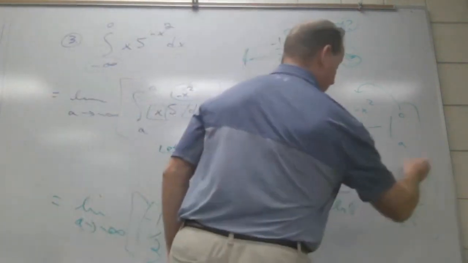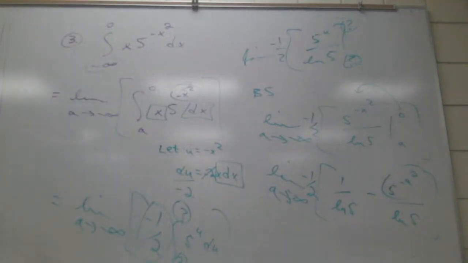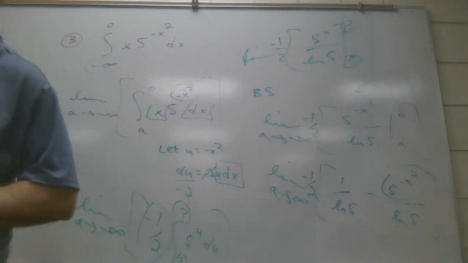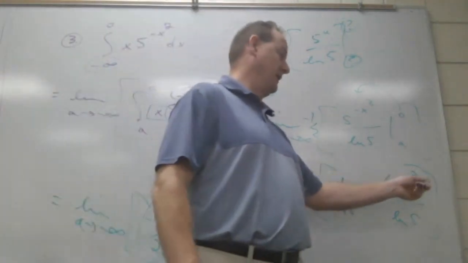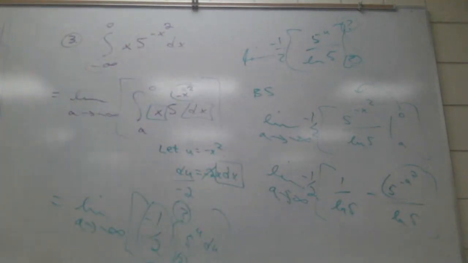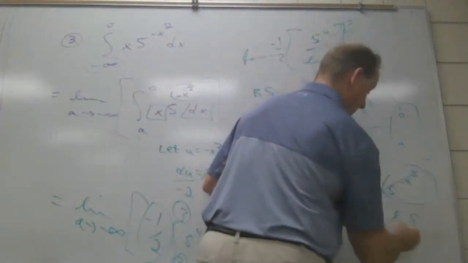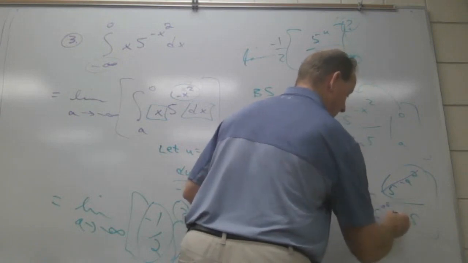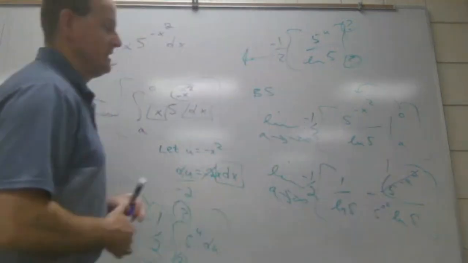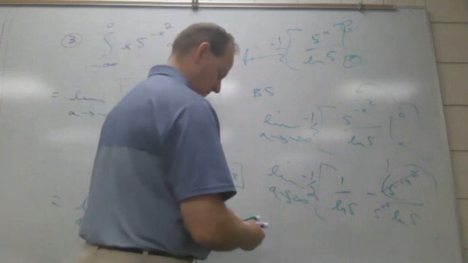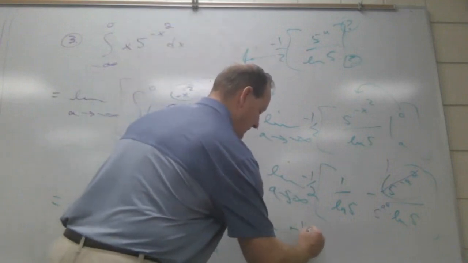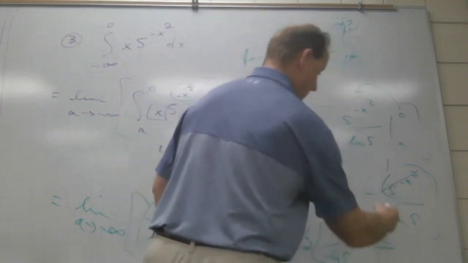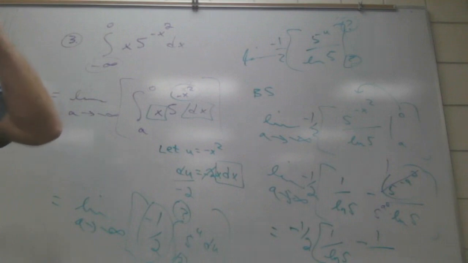But now, instead of writing that as 5 to the minus a squared, what can I do? That looks awkward for me. I'm going to let a go to negative infinity, but I don't like negative exponents, so what can you do? Drop it down in the bottom and write it as 5 to the a squared, positive a squared, right? Times natural log 5, and that's a 1 on top, right? So if a goes to negative infinity, what do I got here? So this is minus 1/2 times quantity 1 over natural log 5, and then minus 1 over what? Natural log 5 times 5 to the positive infinity. What's 5 to the positive infinity?